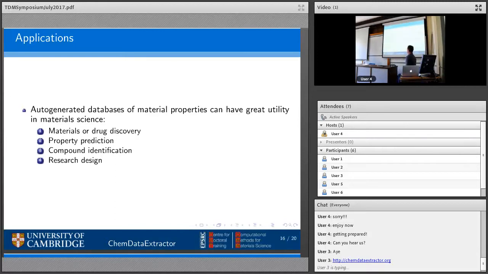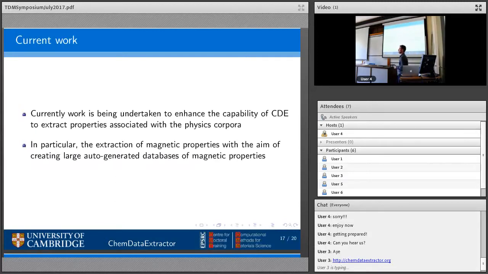So that kind of brings me on to where we are currently with this. My personal role in this project is to try and improve ChemDataExtractor's performance when we apply it to the physics literature, which has a lot of variation compared to the chemistry literature. There's less rigor in the way that the documents are structured. And the overall goal will be to create the first auto-generated database of magnetic material properties, which will hopefully have a lot of use in data storage, materials discovery, this kind of thing.